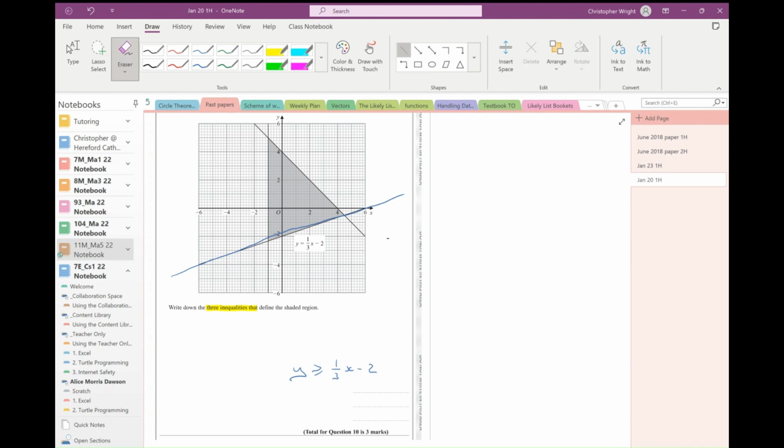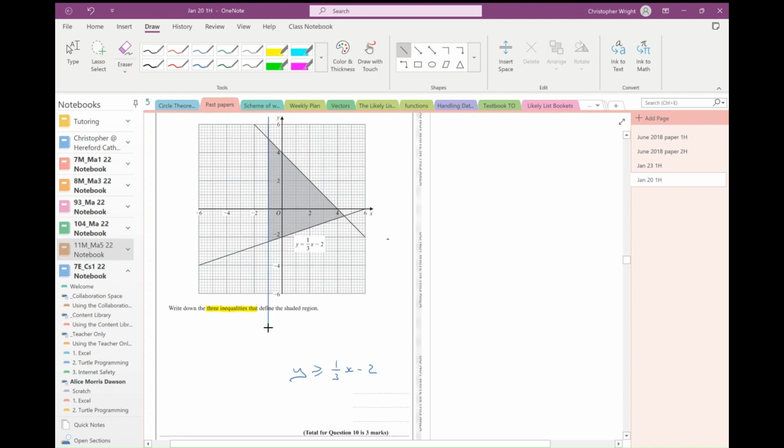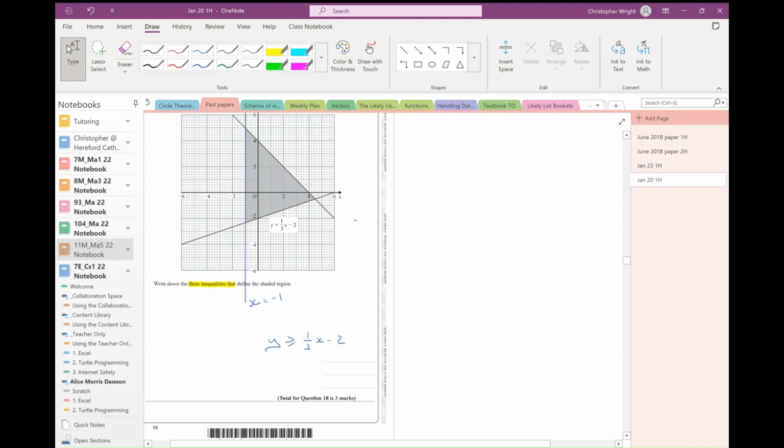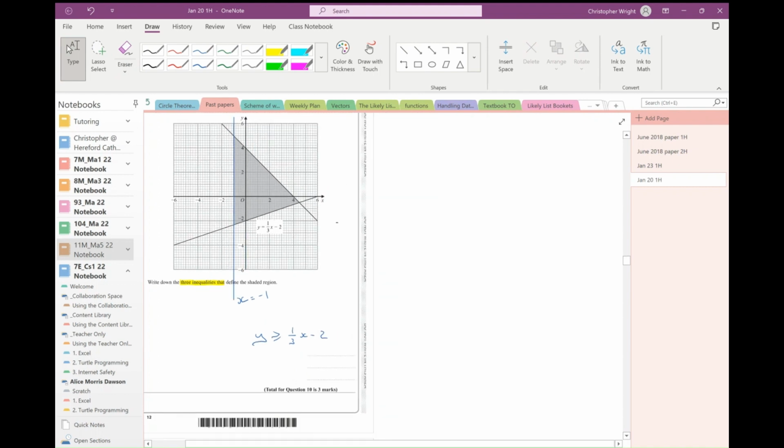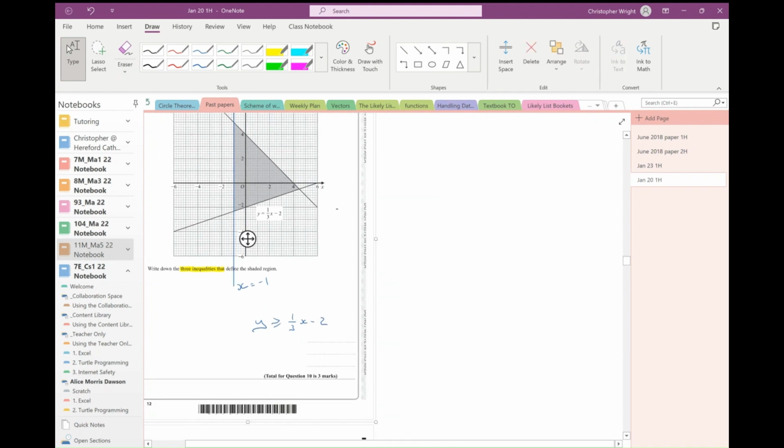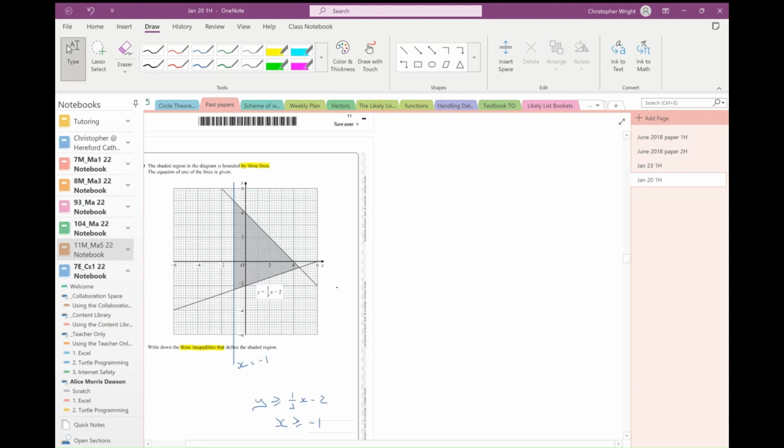Good. Now, let's concentrate next on this line. Right, now that is the vertical line that crosses the x-axis at -1. So it is the line x equals -1. And the points I'm interested in have an x-coordinate of greater than or equal to -1. So my inequality is going to be x is greater than or equal to -1. All right, now we've only got one more line to do, and that is this line here.